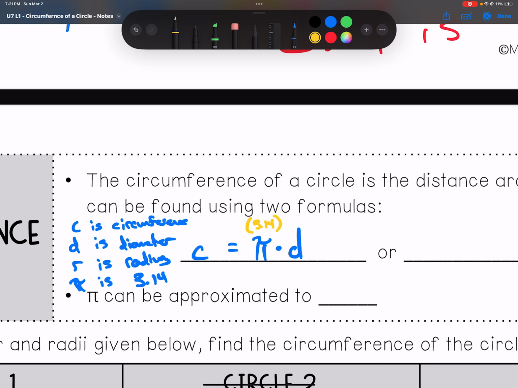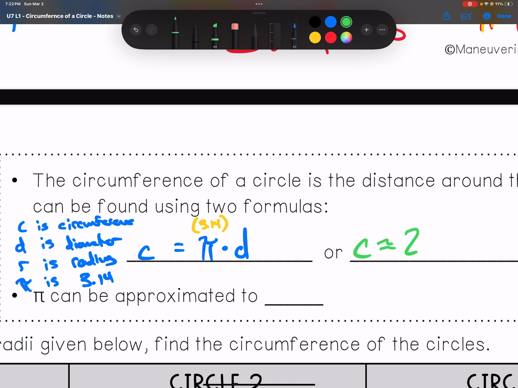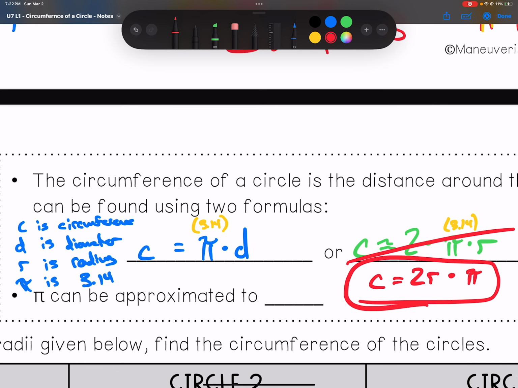What if they give me the radius? Well, if they give me the radius to find the circumference, I'm going to go 2 times pi times r. Again, pi is still 3.14. Why is it 2? Because it takes 2 radiuses. If you want to look at it this way, you're really doing 2 pi times radius. If you don't like it that way in the green right there, and you want to write it that way, I'm good with that, okay?